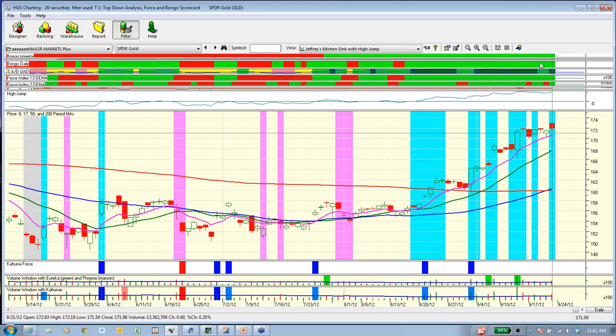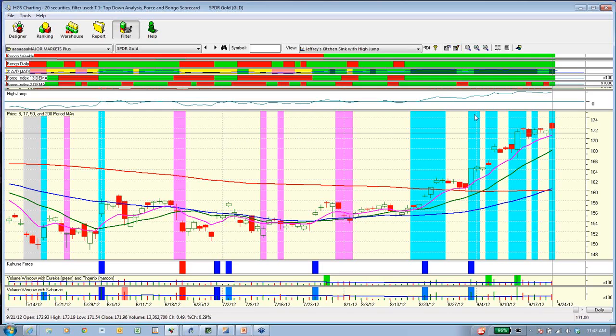Basically, the bongos are a momentum indicator. I'm looking for the short term, the daily, to go red while the long term is green, and this is a pullback in the market, a time to jump in, perhaps. Similar on the elder, this is the long, this is the short, and when you get pullbacks, you typically see the short term go negative. The high jump measures the distance between price and the 17, which is in green, the 50 in blue, and the 200 in red, moving averages.